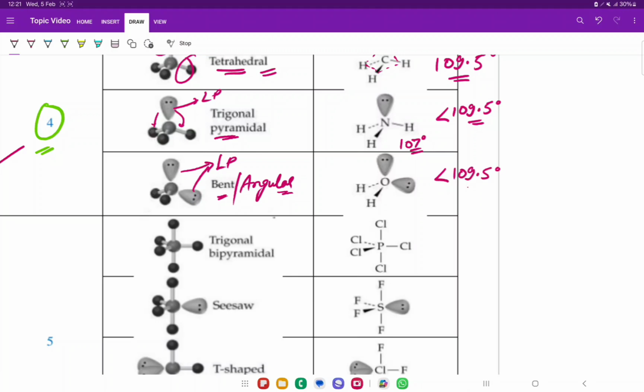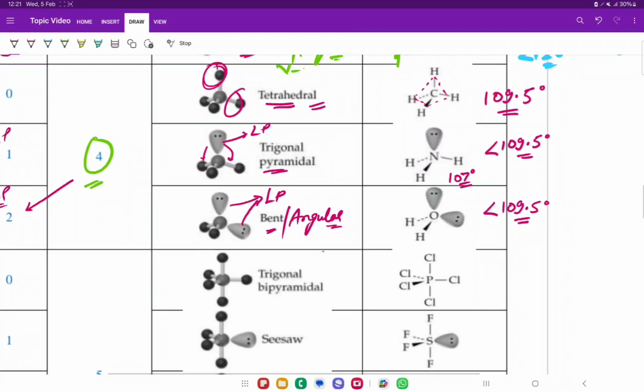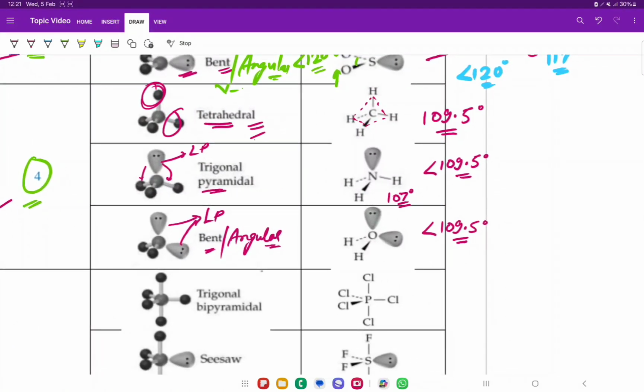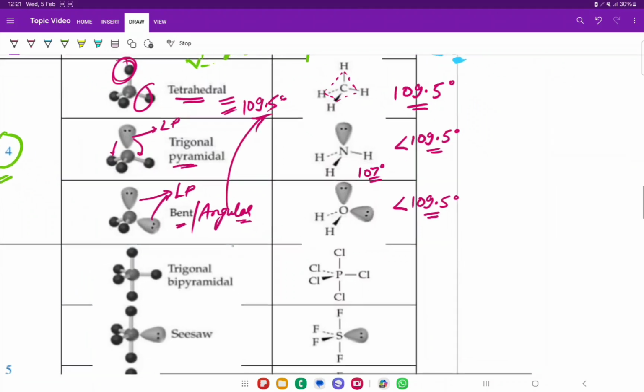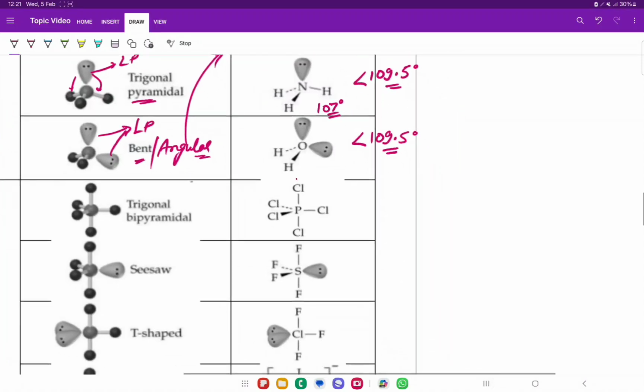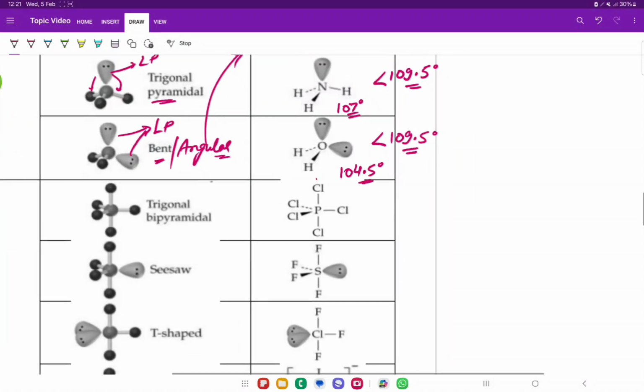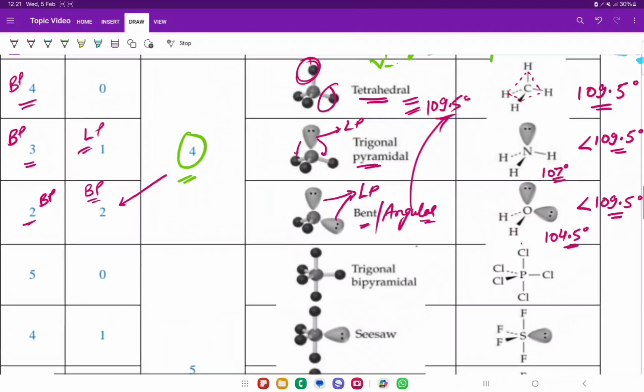Whenever we write about the bond angles of a distorted molecule, we have to write only in terms of the regular geometry, which is 109.5. So I will write, in terms of this regular geometry, less than 109.5. But since water is in our course, I should remember the bond angle of water, which is 104.5 degrees. The example of 2 plus 2 is water.